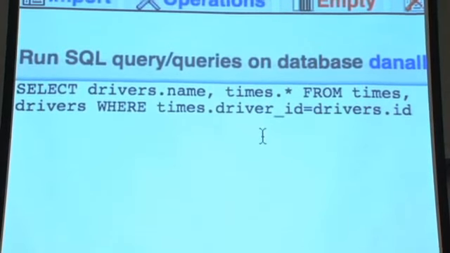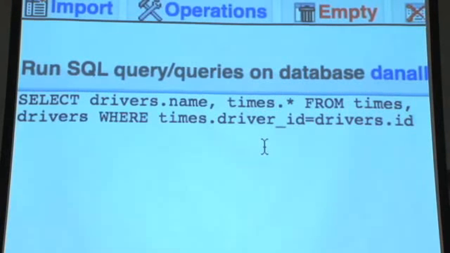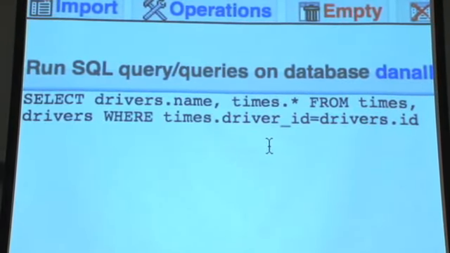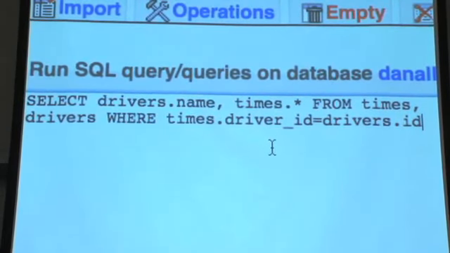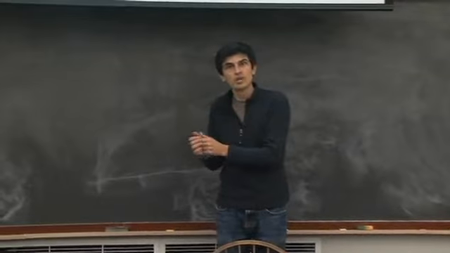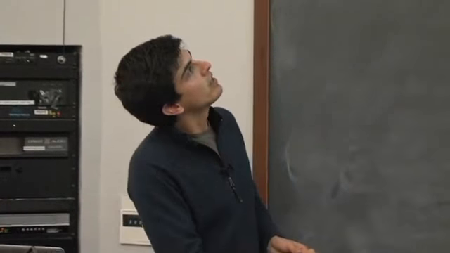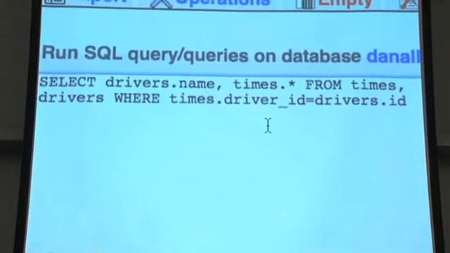So what I am seeing is the name from the drivers table and all of the fields that are available in the times table, and I want to get that information from both the times and the drivers table. So notice the important part here, this is what makes it a join, is that you're listing two tables at a time. So you're getting this information from both the drivers table and the times table, and you're setting a condition to perform the actual join, where the driver ID in the times table matches the ID from the drivers table.